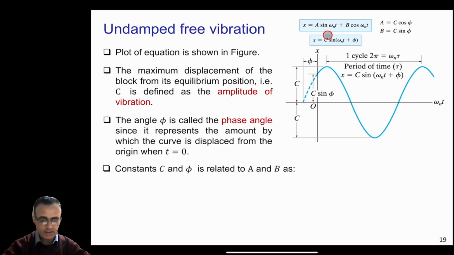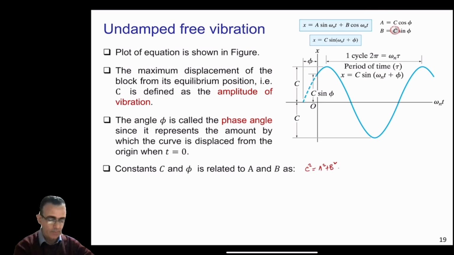Now this c and phi can obviously be related to a and b, because we already know a and b, so you can calculate c and phi from a and b. If you take these two equations for a and b, square them and add them together, you will get c squared equal to a squared plus b squared, because cos squared phi plus sine squared phi is equal to 1. So from here you can calculate c, which will be the square root of a squared plus b squared. So if you know a and b, you can calculate c.